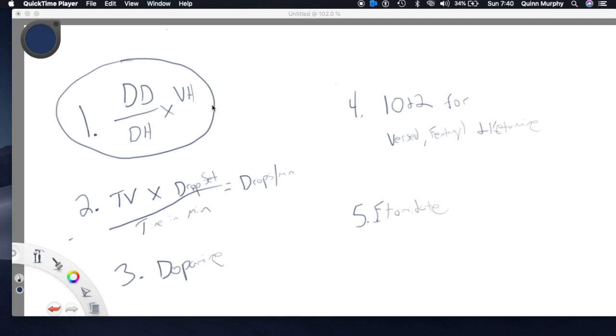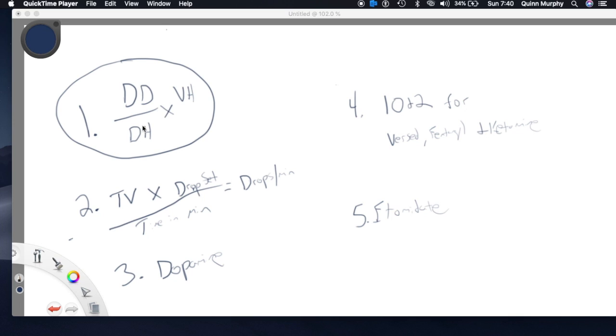So today we're going to talk about some methods for figuring out drug dosing, calculating total volume given. The first thing we're going to talk about is the tried and true method, which is desired dose divided by dose on hand times volume on hand. That's always going to give you the correct volume that you need to give.